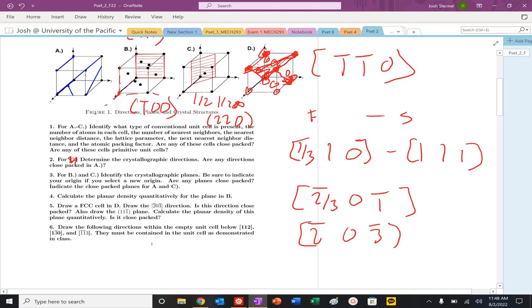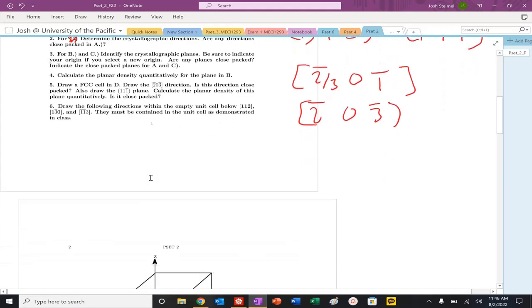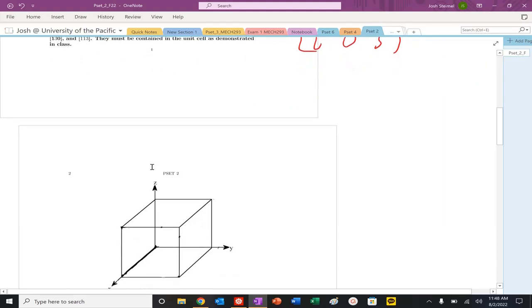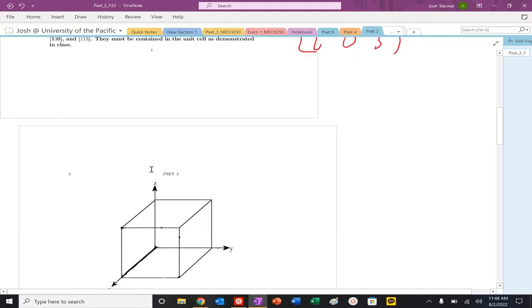Calculate planar density of the plane quantitatively. Is it close packed? Yes, that is a close packed plane. And we can prove that. And it's already done in our notes, actually. Great. Draw the following directions within the unit cell below, 1, 1, 2, and they must be contained in the unit cells demonstrated in class.